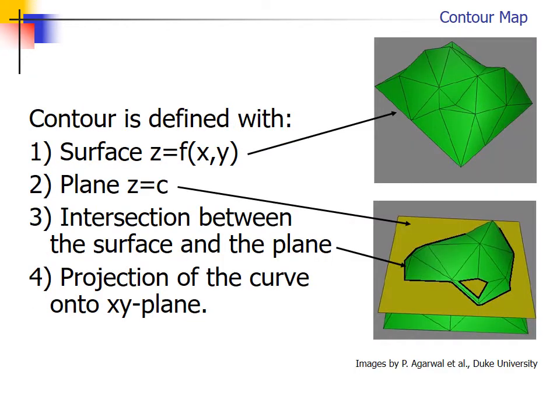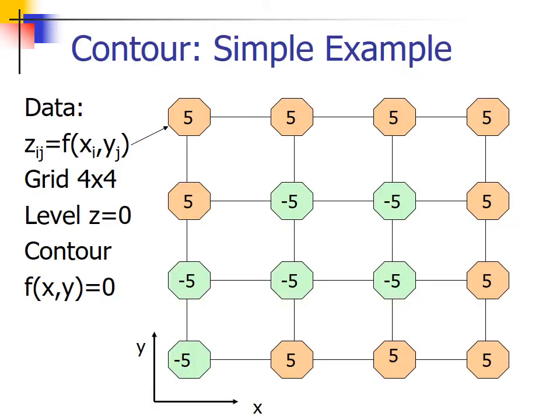Contour is defined with a surface z, which is a function of two variables, a plane which is defined by a constant value of z, an intersection between the surface and the plane, and projection of the curve onto the x and y plane. Let's imagine that we calculated the values of function z in every point of a regular grid, for example 4 by 4. Also the contour level was chosen. It equals 0.